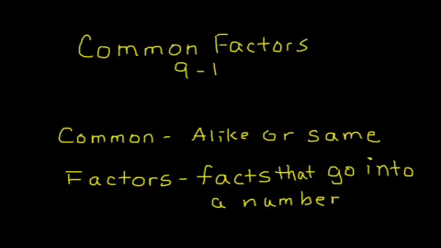Factors are facts that go into a number. We're talking about multiplication facts, like 2 times 4 goes into 8. So 2 and 4 are facts that go into 8. 1 and 8 also go into 8, because 1 times 8 is 8. If I list all of them, I've got the factors. 1, 2, 4, and 8 are facts that go into 8, so they are considered factors. Usually you make a nice list of all the factors when you're trying to figure that out.